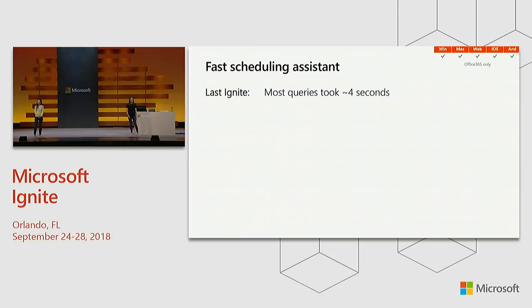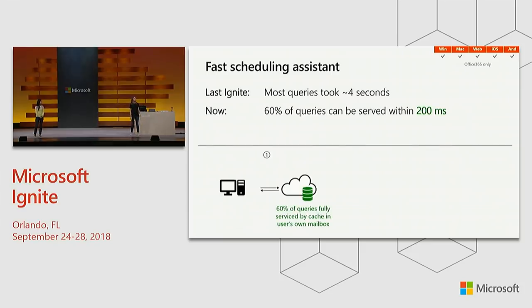Last Ignite, we announced that, in our numbers, we were seeing free busy take about 4 seconds for a call to be returned, which is kind of crazy. So we talked about how we were going to start caching the availability of the people that you schedule with most frequently in the user's mailbox. At this Ignite, we're really excited to say that across all Outlook clients, 60% of queries are coming back within 200 milliseconds. That's because we're able to fully serve those queries directly from that cache in the user's mailbox.